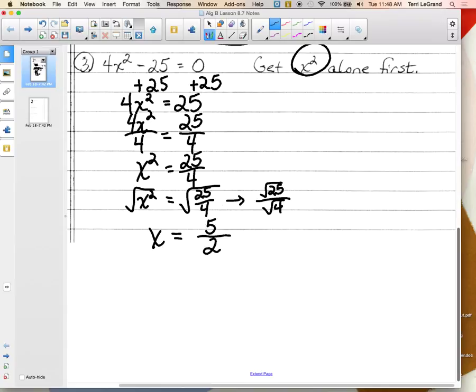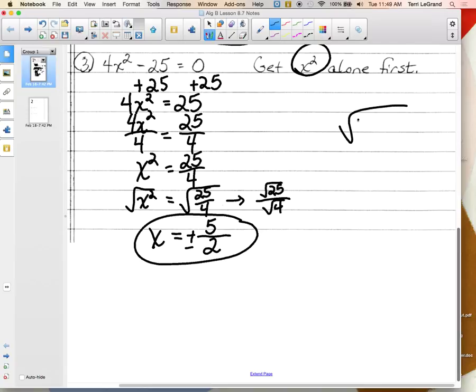Is 5/2 times 5/2 going to get us back to 25/4? Yes, it would. But is that the only solution then? No. What's the other solution? Negative. So positive or negative 5/2, or 2.5 if you want to call it that. Okay, let me tell you, I don't want you to think that this could be a no solution one, because we can find solutions.